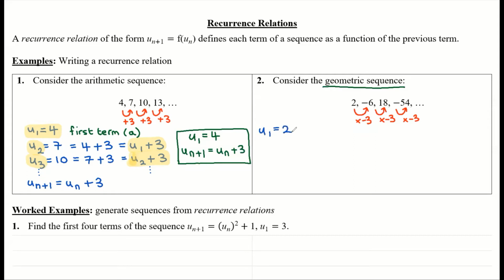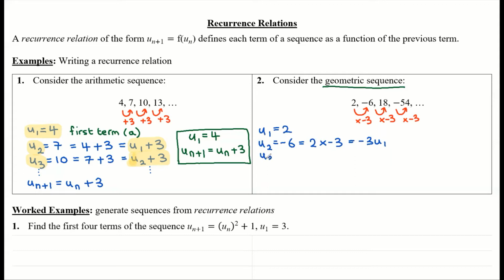And what was our second term, and how does it relate to the first? Well, U2 we know is -6. Now if we take our first term, we multiplied that by -3, didn't we? So I can simply write this as -3 multiplied by U1. So now you can see, because this is geometric, it's a multiplicative relationship. We're not adding 3. We are multiplying by -3.